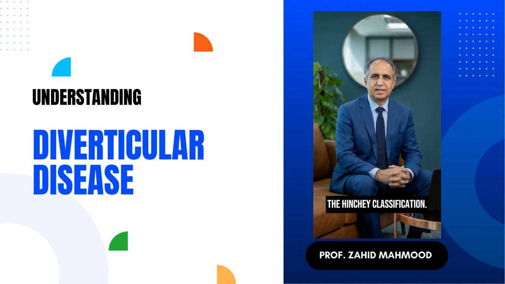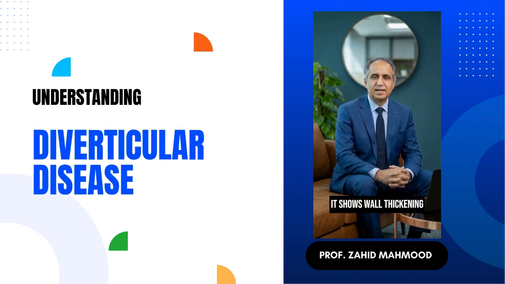Now let's talk about the Hinchey classification. You must memorize this. Grade 1, pericolic abscess. Grade 2, pelvic abscess. Grade 3, purulent peritonitis. Grade 4, fecal peritonitis. Mortality jumps from 3% in localized disease to over 33% once you hit grade 3 or IV. For acute cases, CECT is your gold standard.